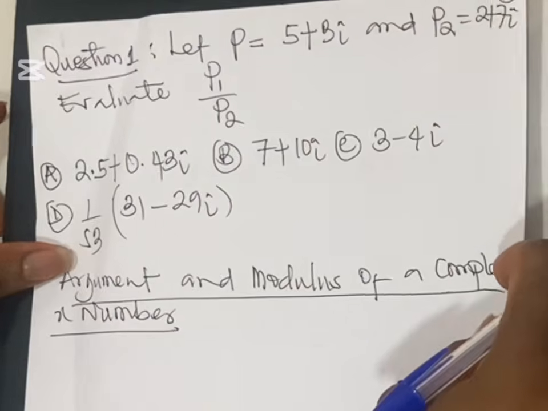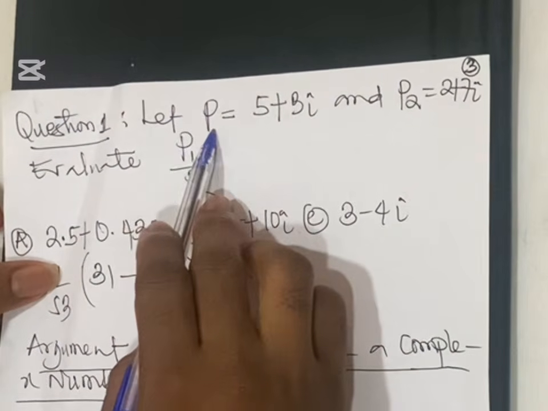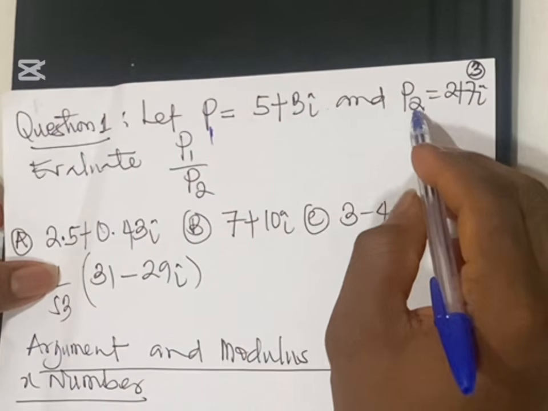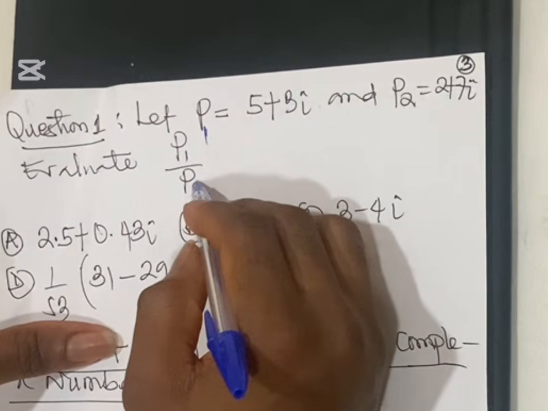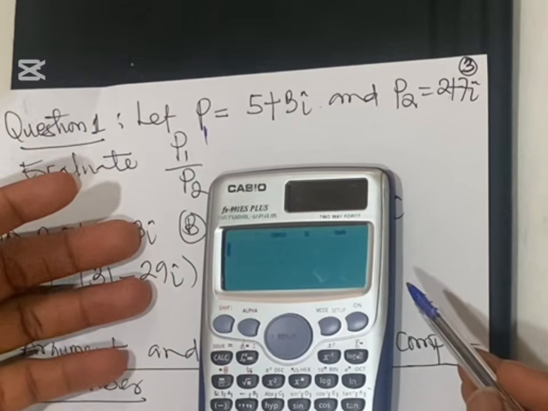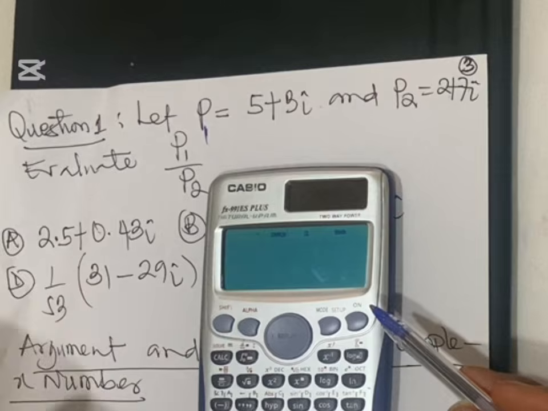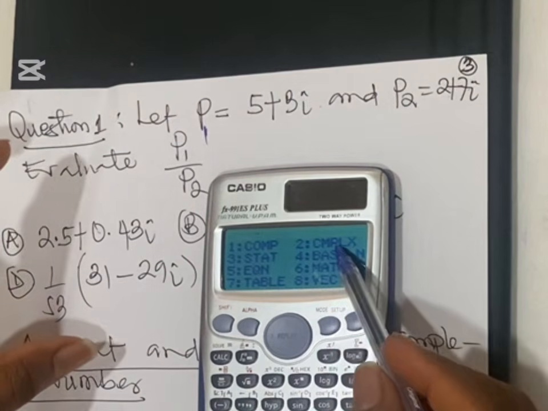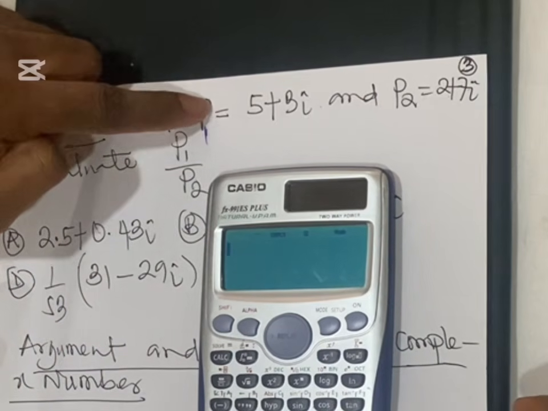We are given question 1 here, class. They said, let P1 equal to 5 plus 3i and P2 equal to 2 plus 7i. We are asked to evaluate P1 over P2. So I have to punch this the way it is. We are already in complex mode. Please take note of this: if you are solving any topic, you have to be in that mode. So we press this mode, okay, this is complex here, that is 2.